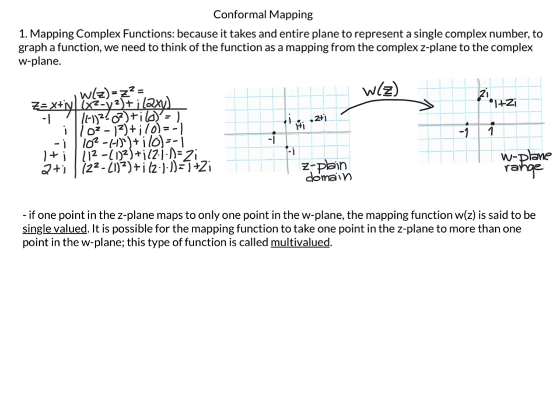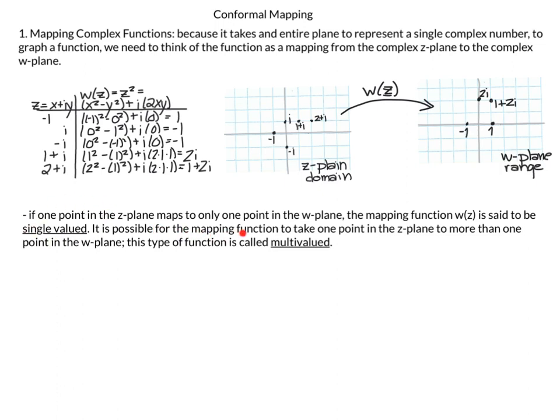If one point in the z-plane maps to only one point in the w-plane, as we had here, each of these points maps to only one point in the w-plane. It is true that sometimes more than one point maps to the same point in the w-plane, but when you look at each one individually, they map to exactly one point, and that is called single valued.